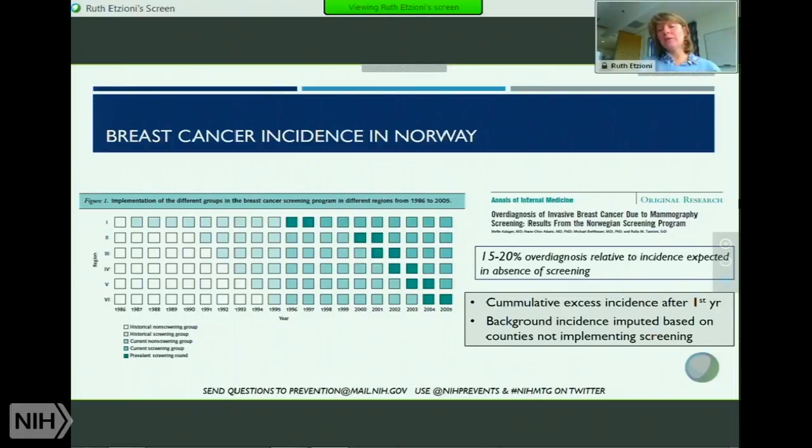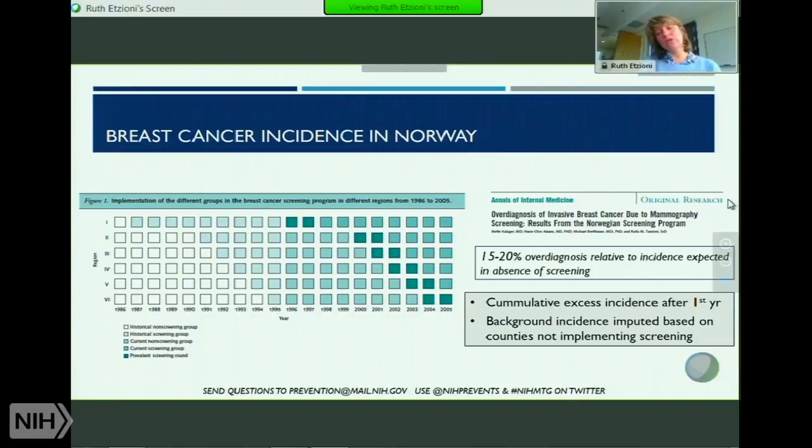And so you can see that screening was introduced at different times, and the areas that hadn't had screening introduced could potentially serve as a background or counterfactual to get a sense of what would have happened to breast cancer incidence in the absence of screening. This study is a cumulative excess incidence, but only after the first year of screening introduction. So that first year is omitted, recognizing that there's an excess even without overdiagnosis. The background incidence is imputed based on countries not implementing screening.